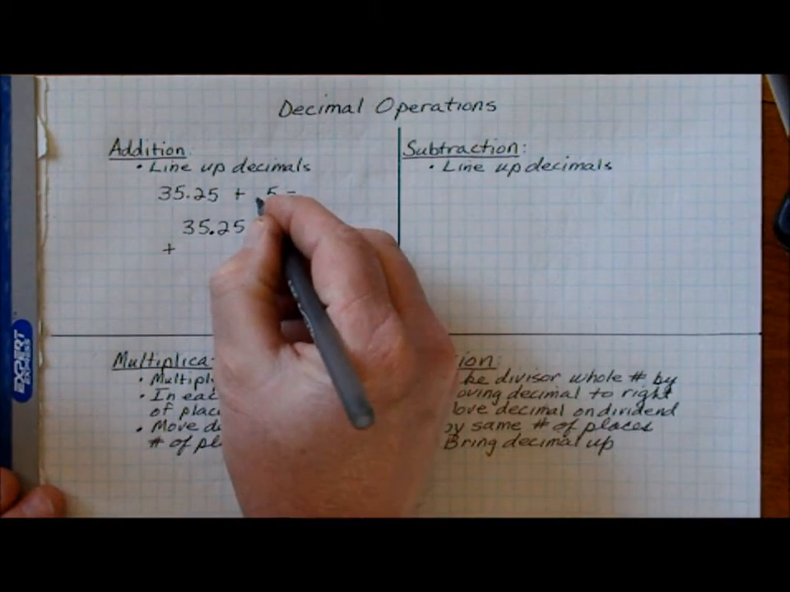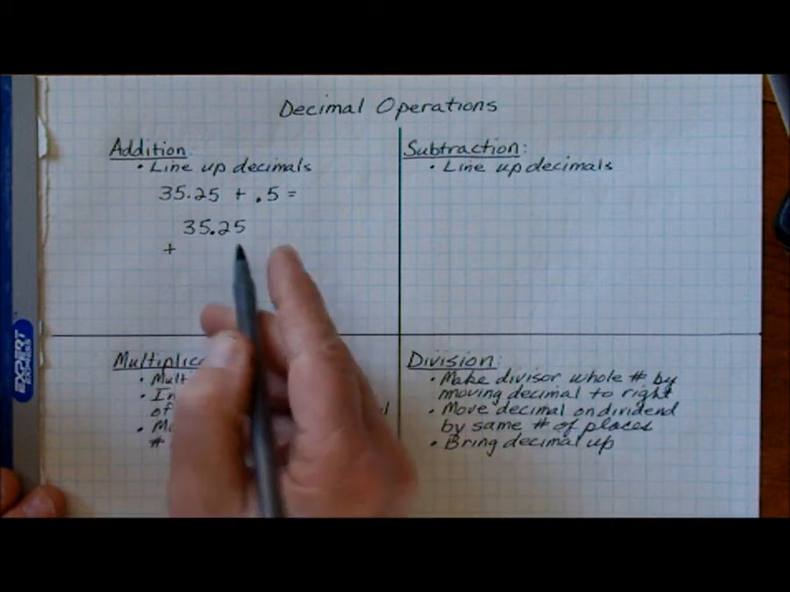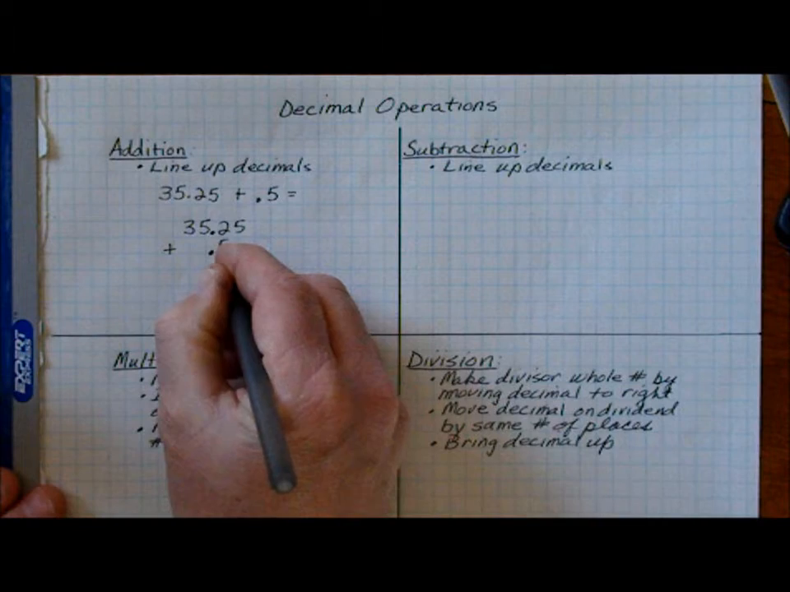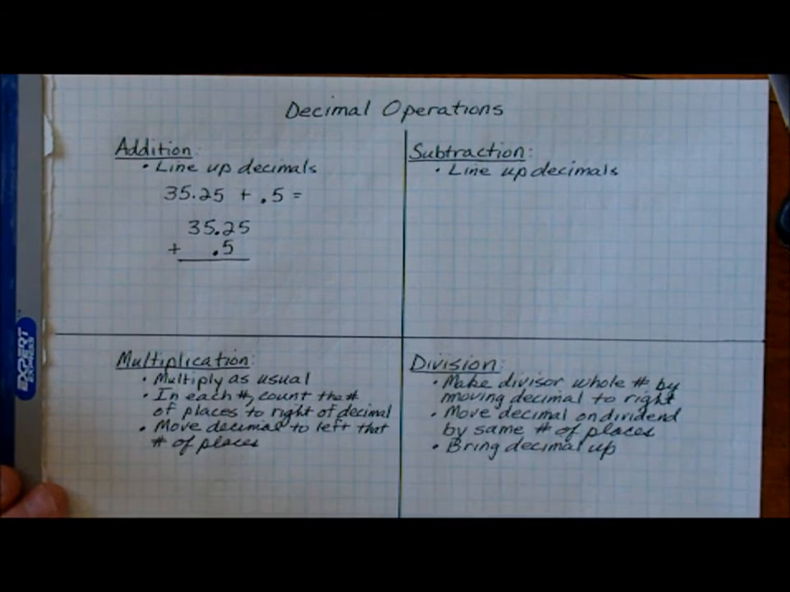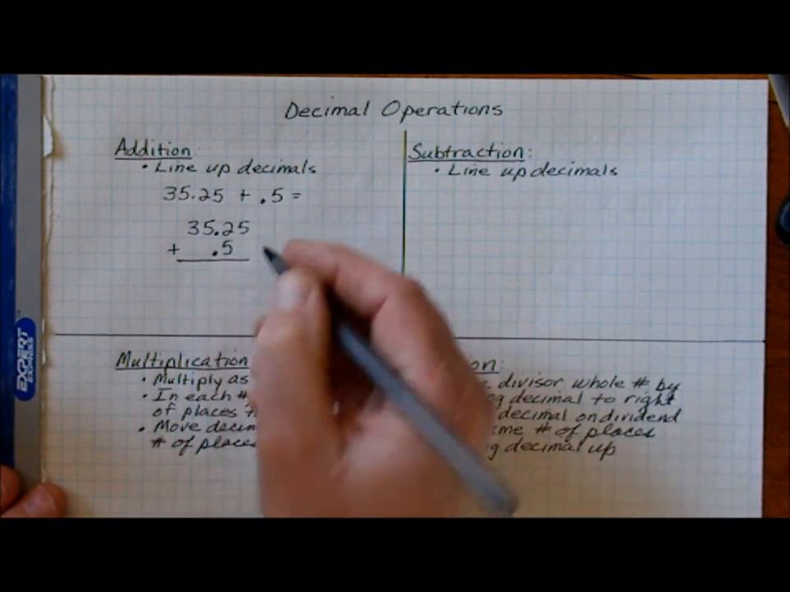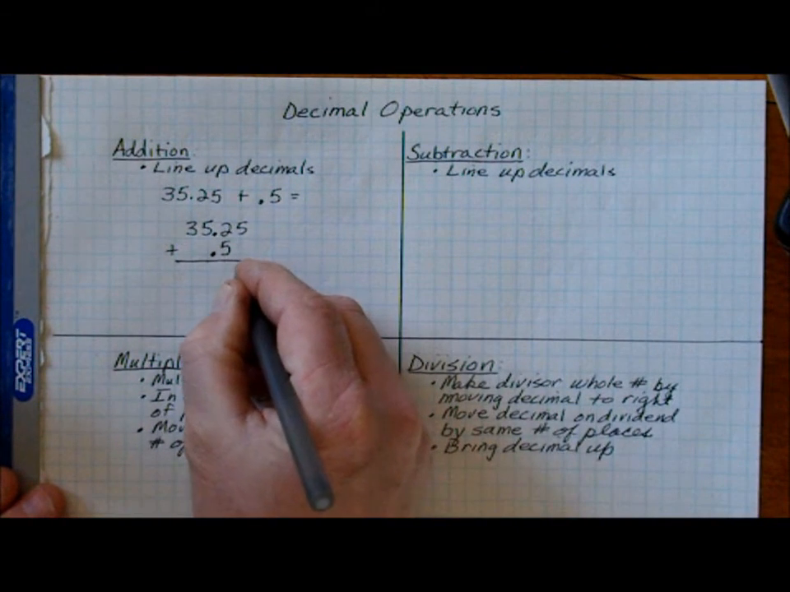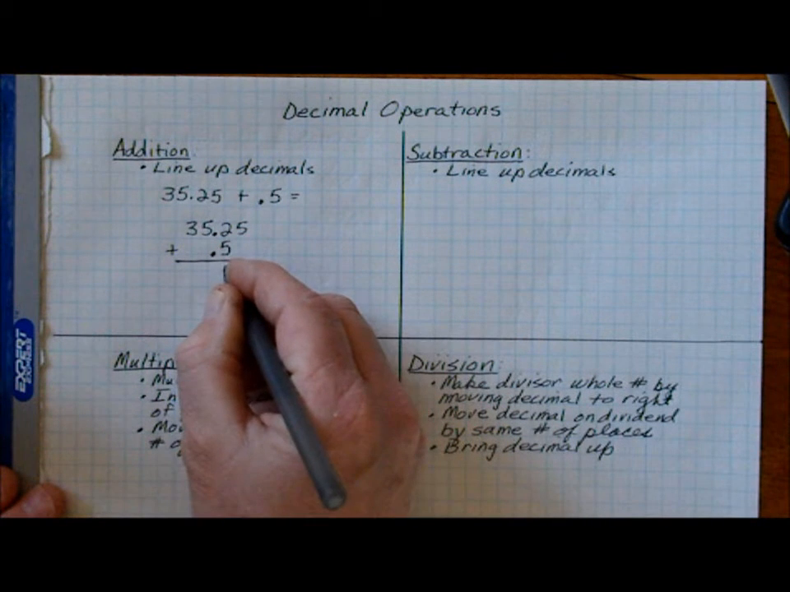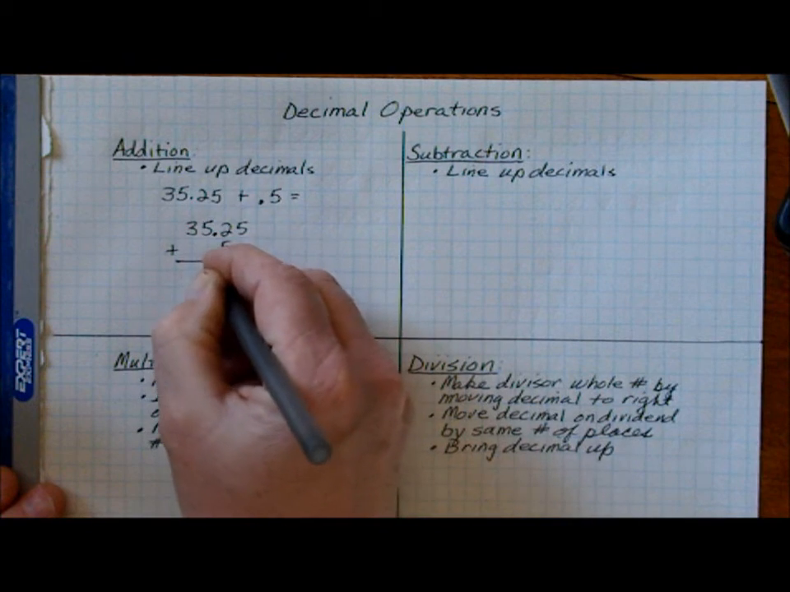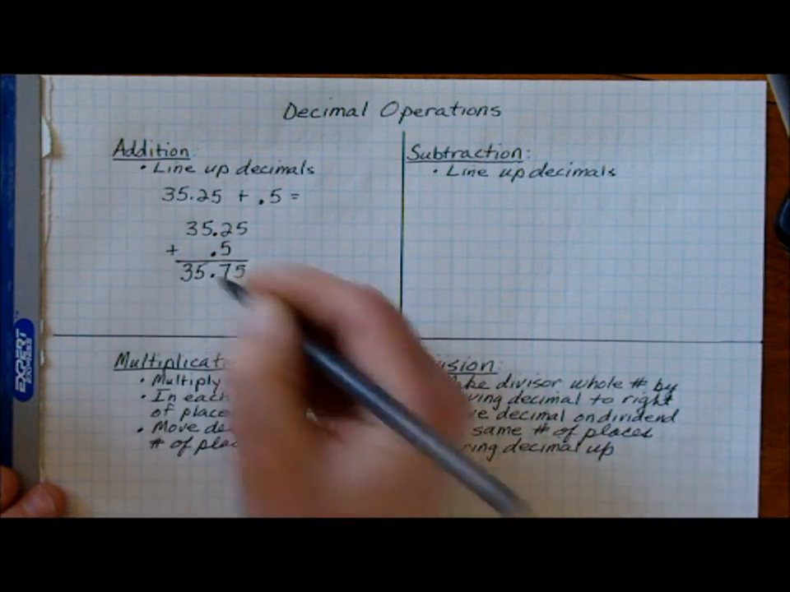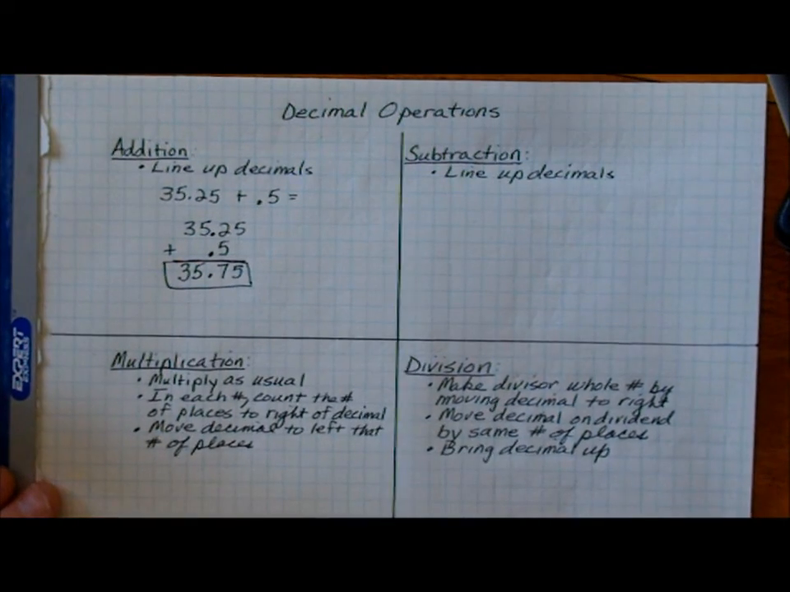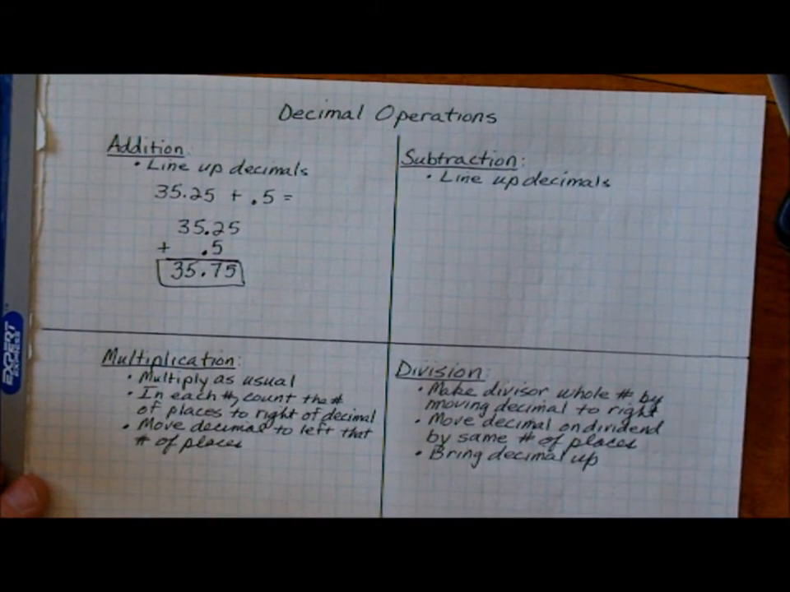So here's my 0.5. Here's 35.25. The decimal goes right there, so I put the 0.5 right there. Now I just go ahead and add as usual. If I wanted to, I could put a 0 there. I'm not going to. I'm going to put a 5. 2 plus 5 is 7. The decimal comes straight down, then the 5, and 35. So my answer is 35.75.